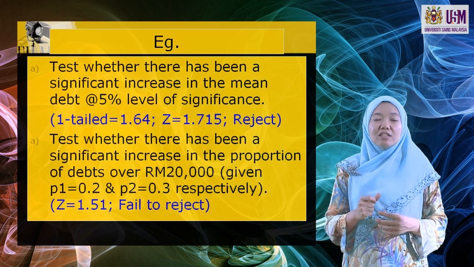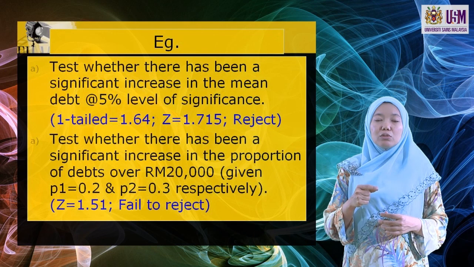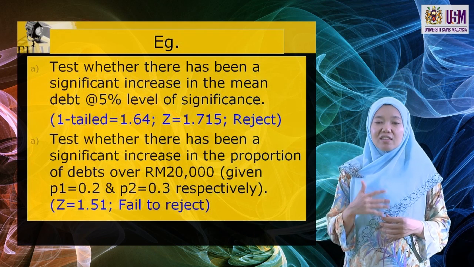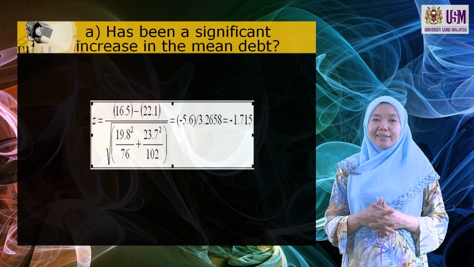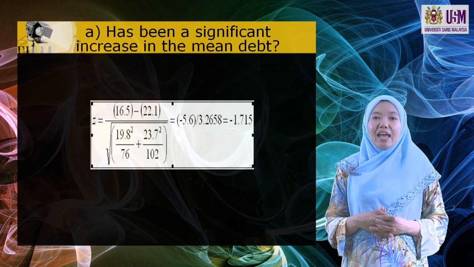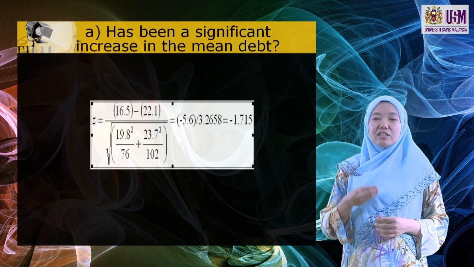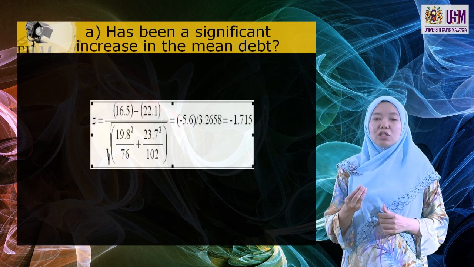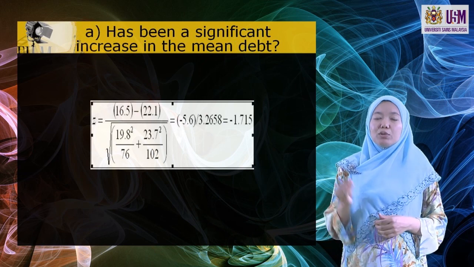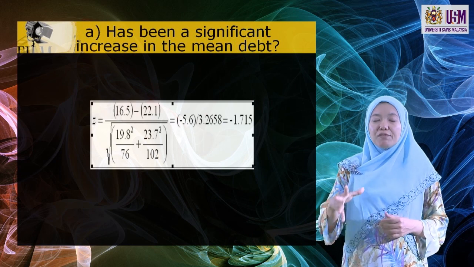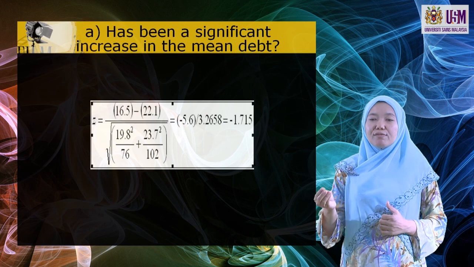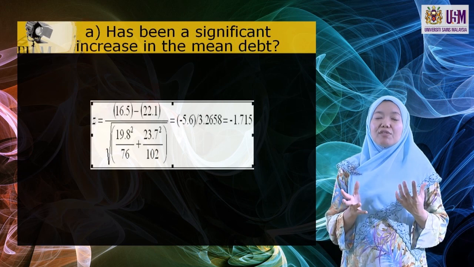So you have to do this in order for you to know, lay out clearly the five steps of hypothesis testing. This is the calculations for part A just now, when the question has been asking about, has there been a significant increase in the mean debts? So you need to replace the value that you get from the table that is given, put that into the formula, solve the formula. You have the test statistic Z, 1.715. Compare that with the critical values.